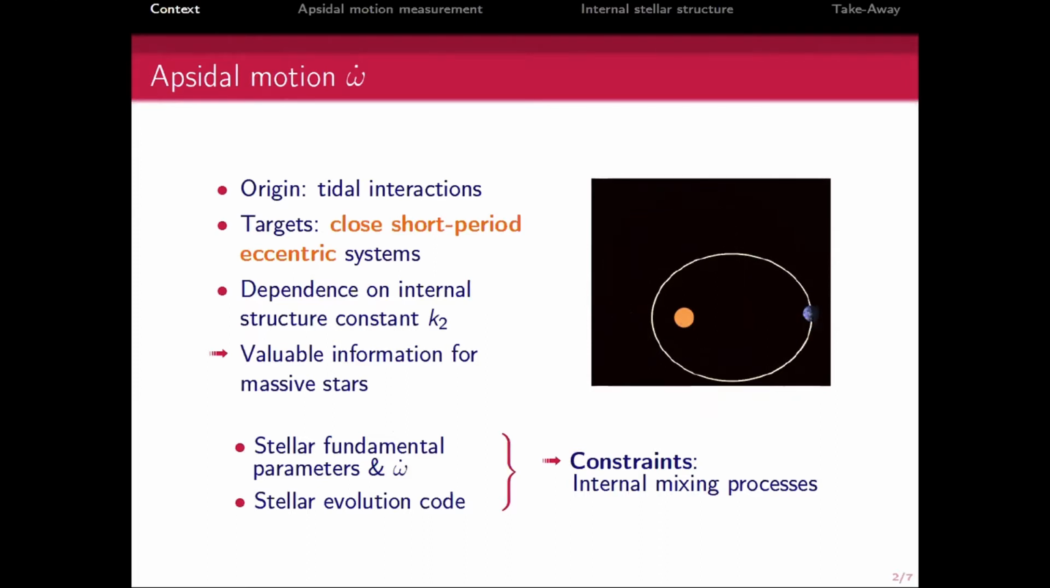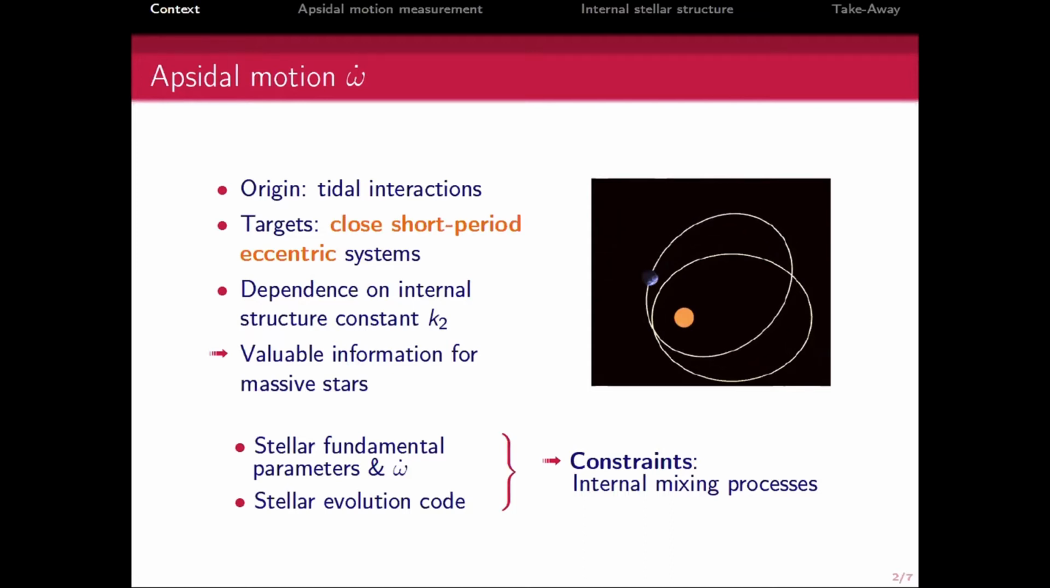It is mostly seen in close, short period eccentric systems, and the apsidal motion rate depends upon the internal structure constant K2 of the stars, which is an indicator of the density stratification inside the stars. This K2 value decreases with time as the star evolves because its core becomes more and more concentrated, while the envelope becomes more and more diluted. So basically, knowing the apsidal motion rate of a binary system gives direct insight into the internal structure of the stars, which is valuable information, especially for massive stars.